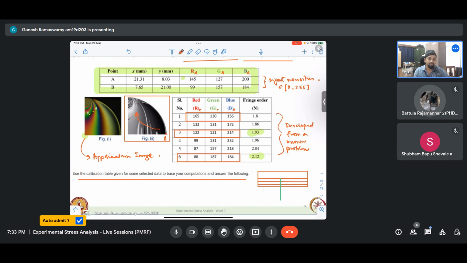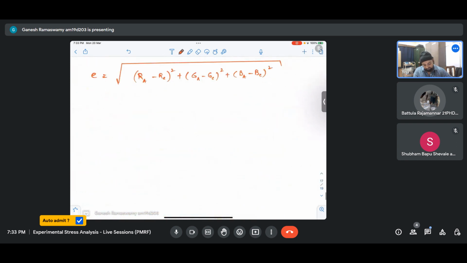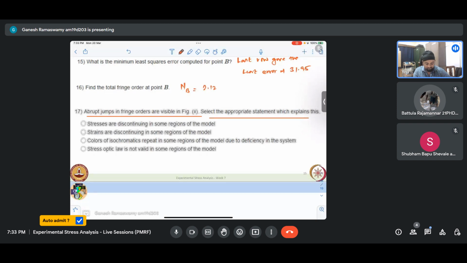Whereas we can see that there are some white bands here. There is a white band here. There is some distortion here. So these basically indicate jumps. Why these jumps come about is the question. So stresses are discontinuous in some of the regions of the model. Is this possible?